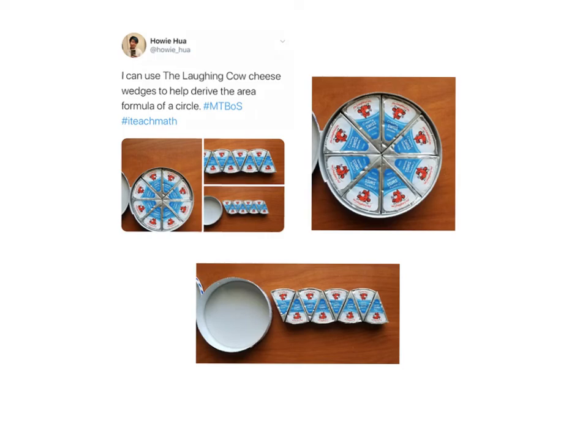Last class, we looked at how to find the area of a circle for the first time. This is one of my favorite tweets as a math teacher because it takes something that we all could have in our fridge, these little cheese segments. This particular math teacher showed how even this can teach you how to find the area of a circle from that formula. So if we look, this is what we saw for the first time on Friday.